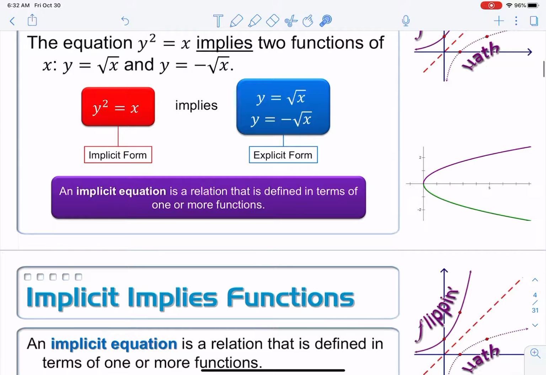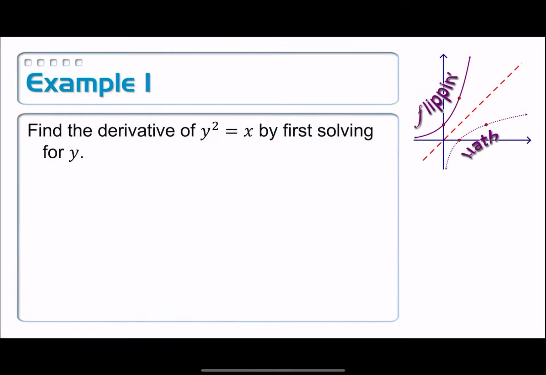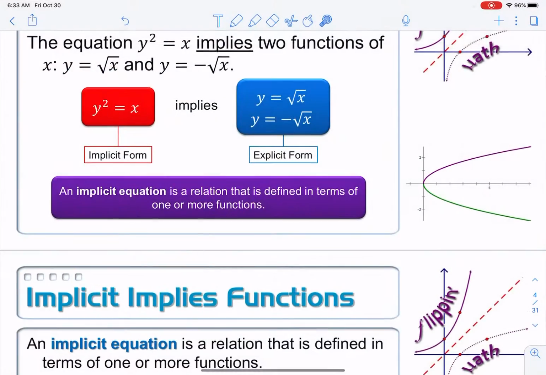But you know what? If that's what we had to do in order to take the derivative of an implicit equation, sometimes it would be absolutely impossible, because sometimes you can't get an explicit expression for y for each of the individual functions. So, we have this other kind of method. It's called implicit differentiation, which is what the lesson's all about. Yeah, so let's see how we're going to do that implicitly.